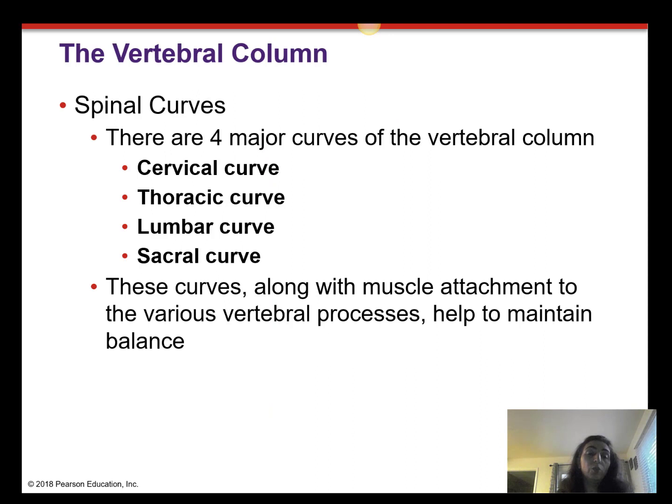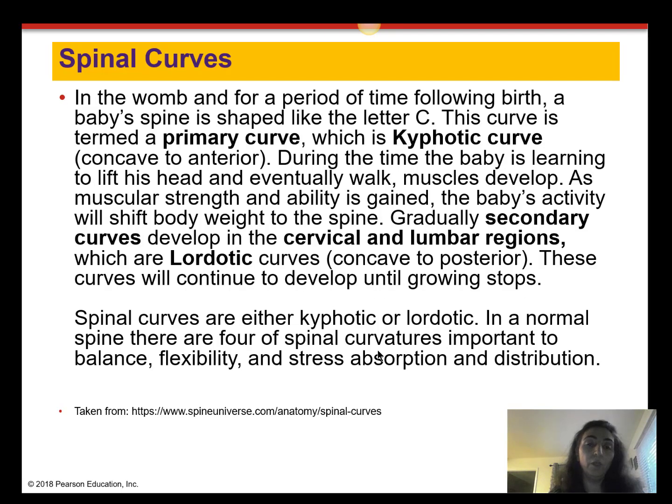So reviewing those ones, we have 4 major curves of the vertebral column: cervical, thoracic, lumbar, and sacral. And these curves, along with muscle attachment to the various vertebral processes, help to maintain the balance. If it was completely one curve, or completely straight, we would not have the ability that we have now regarding the positioning, regarding the flexibility, and many of the others.